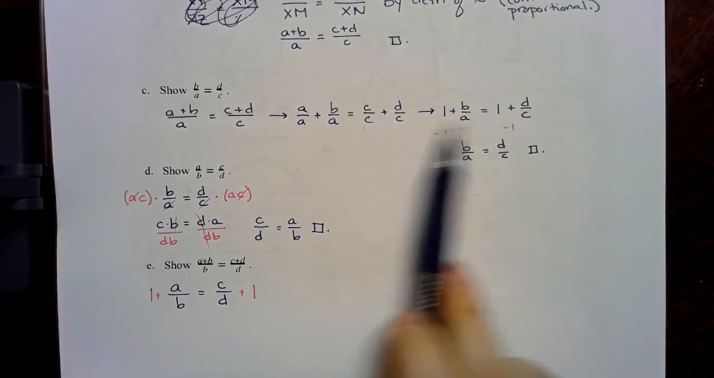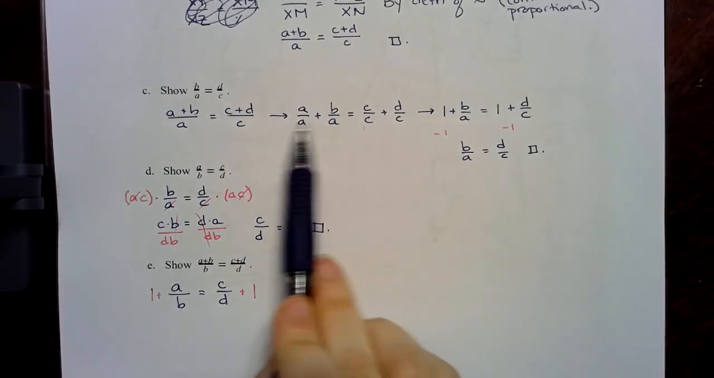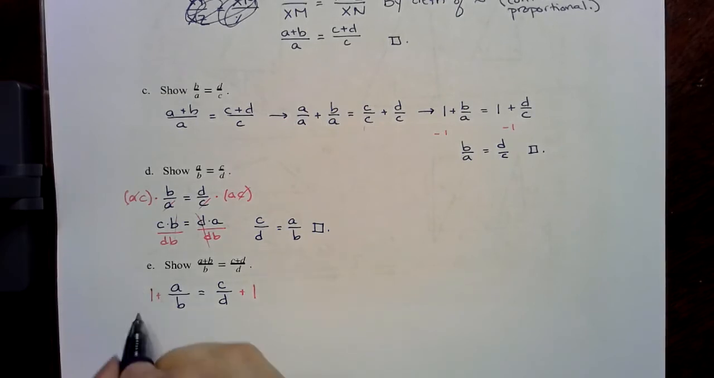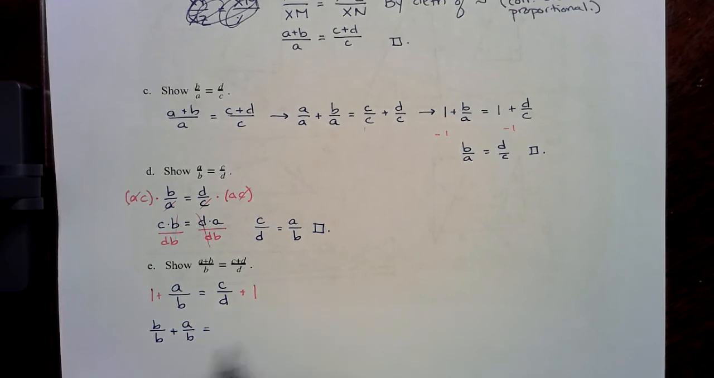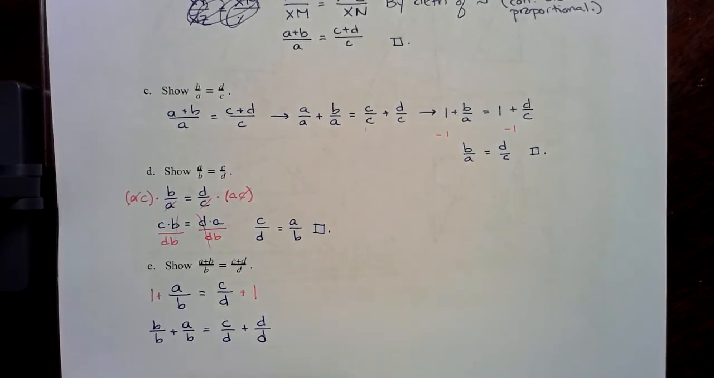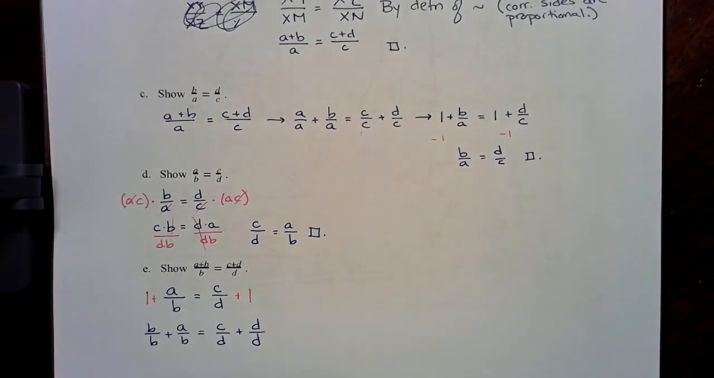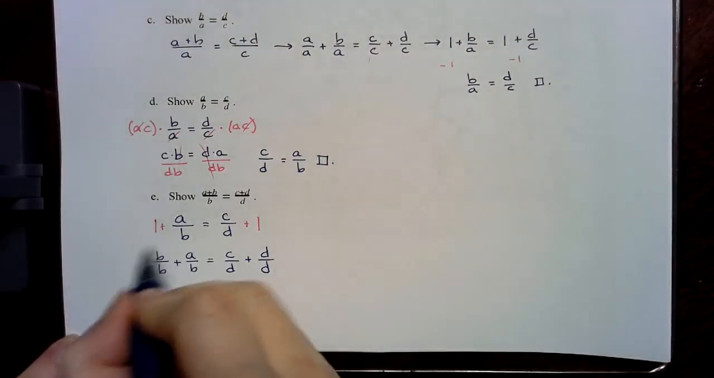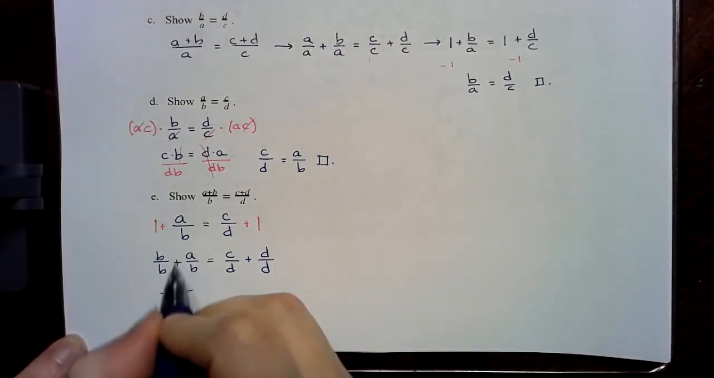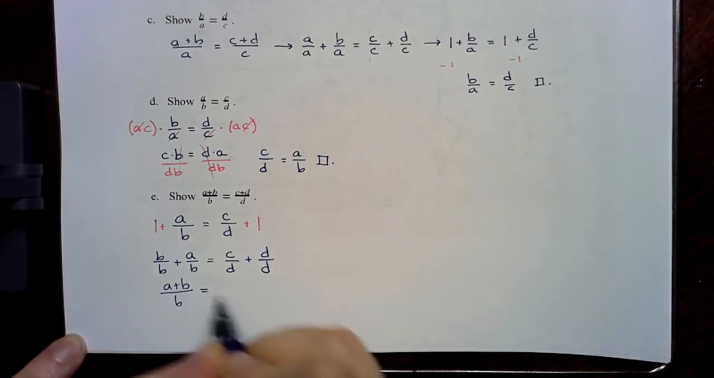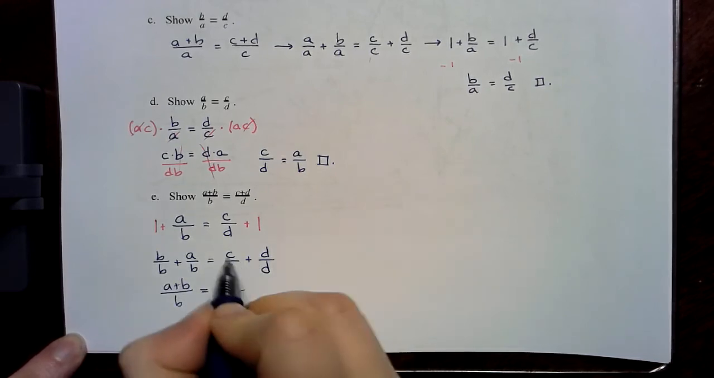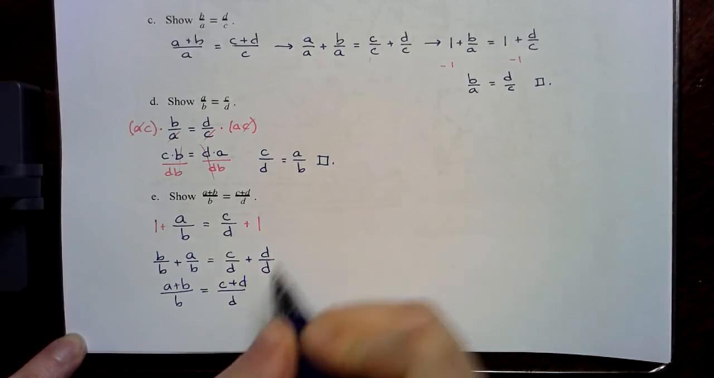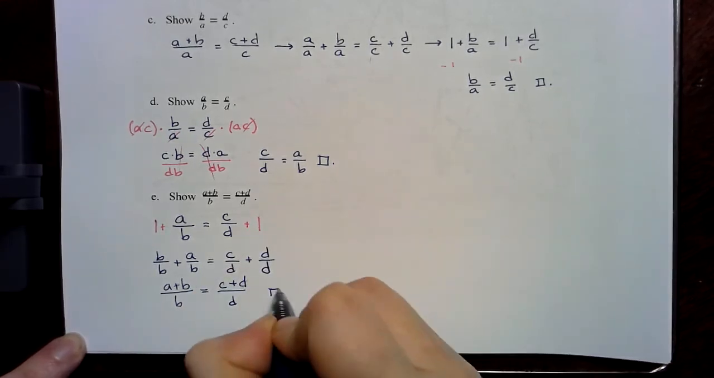And I want my 1's to look like they have a common denominator with that fraction. So B over B plus A over B, C over D plus D over D. Okay, well, what's that? Well, this has a common denominator of B, and the numerator is A plus B. This has a common denominator D, and the numerator is C plus D, and that's exactly what we were looking for.